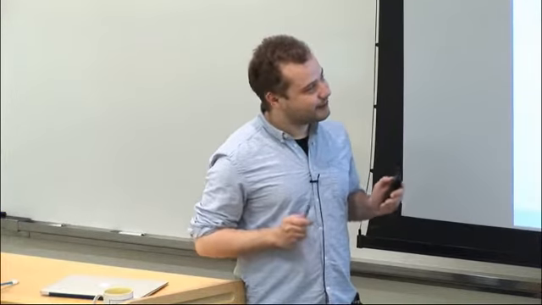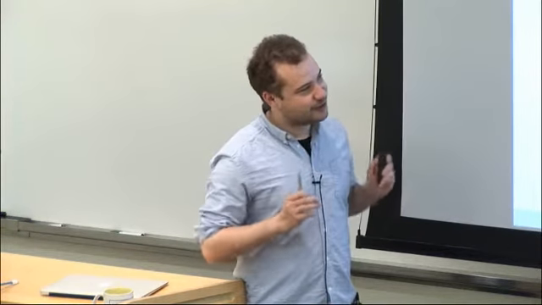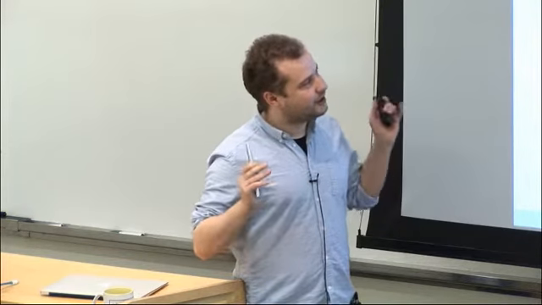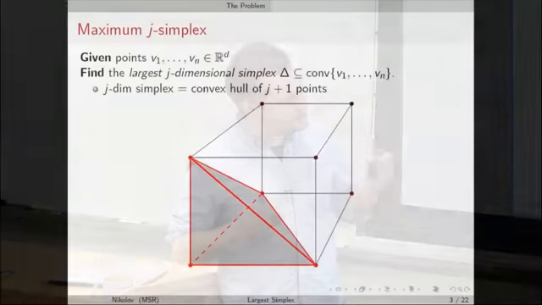Okay, so we have n points in d dimensions. We're looking at their convex hull, and we're looking for the largest volume simplex. So a j-dimensional simplex is just the convex hull of j plus 1 points. A two-dimensional simplex is a triangle, a three-dimensional simplex is a tetrahedron, and so on. And we're measuring largeness in terms of volume.